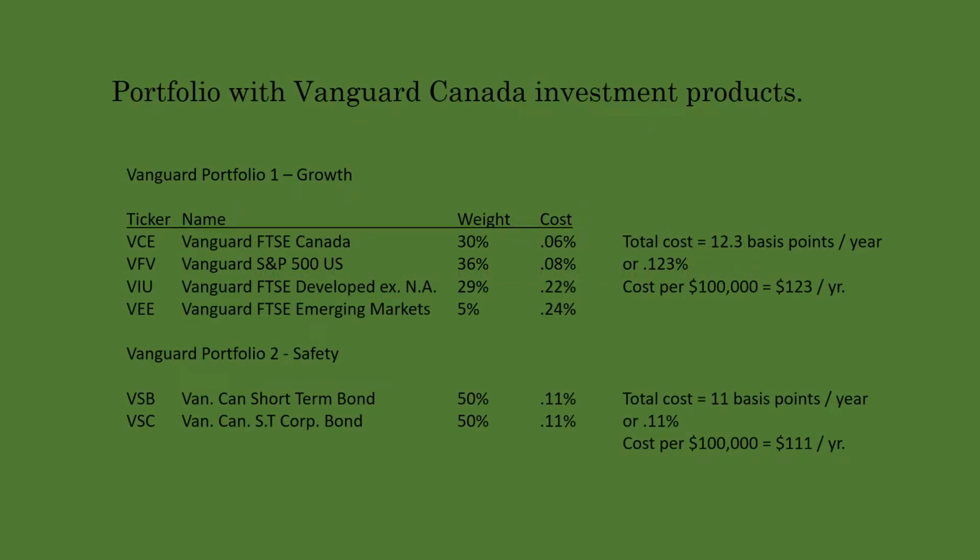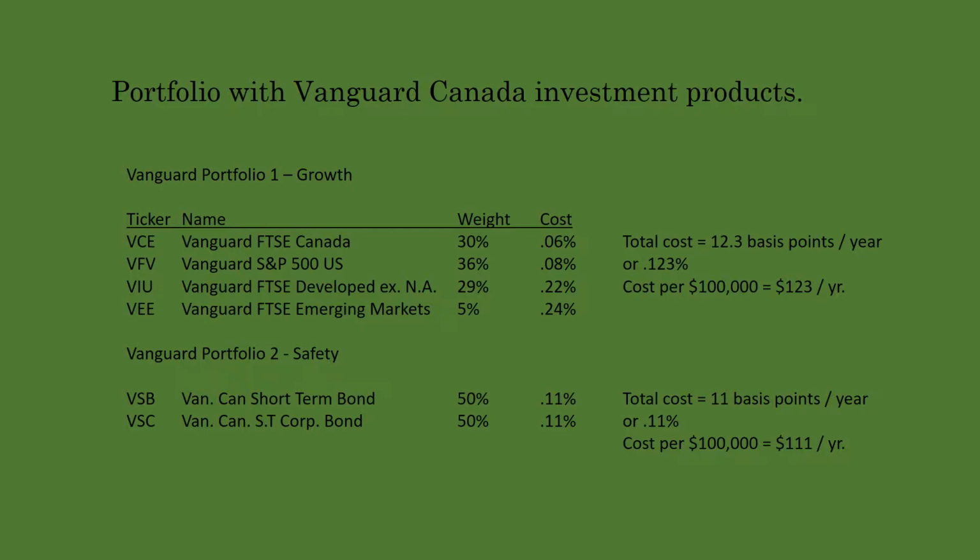So let me show you Vanguard Canada Portfolio 1, Growth. This is for the growth portion of your overall portfolio. The ticker is VCE. This is the Canadian market. Weight it at 30%. It has a total cost of 6 basis points. VFV is the US market. Weight it at 36%. It has a cost of 8 basis points. VIU is non-North American developed markets, so largely England, Europe, and Japan, and Australia. Weight it at 29%. It has a total cost of 22 basis points.